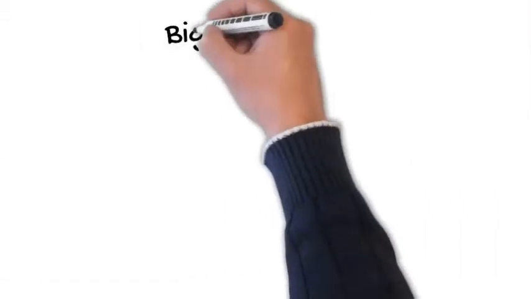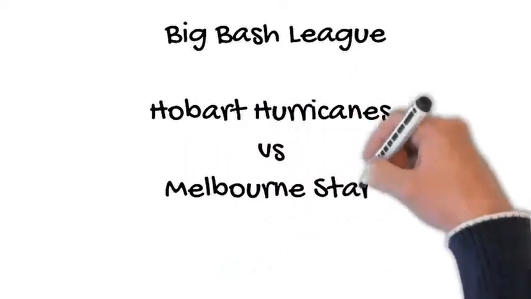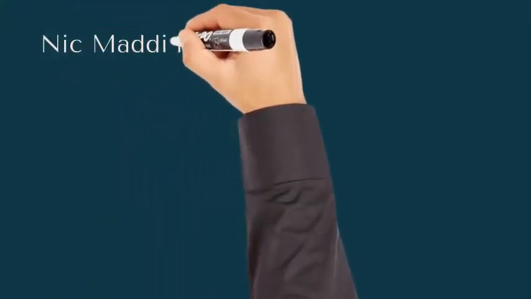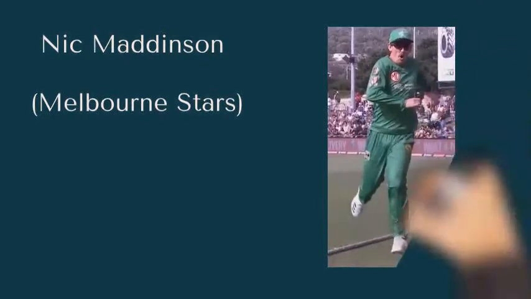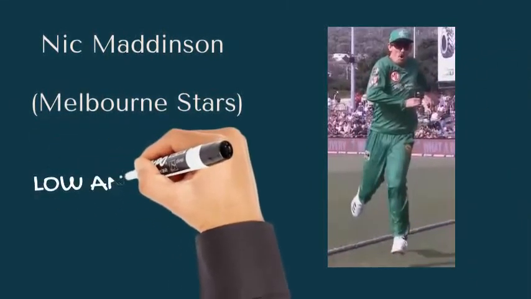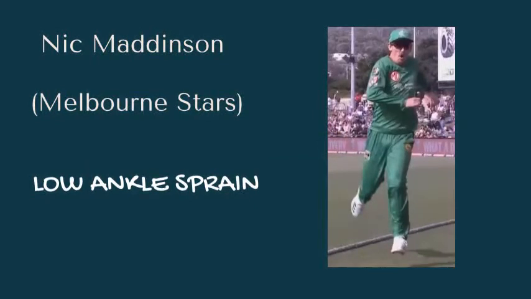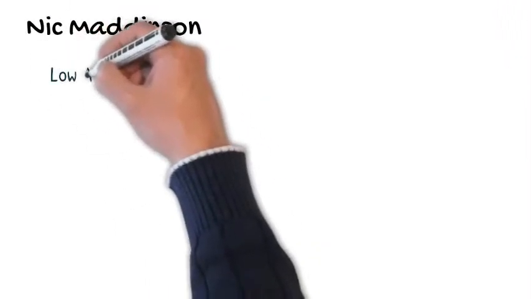So today we're going to look at the Big Bash League, the Hobart Hurricanes versus the Melbourne Stars, just at the start of the new year this year. The injury happened to Nic Maddinson, former New South Wales player playing for the Melbourne Stars, a gun batsman, and unfortunately he tripped over a rope and needed to be subbed out and suffered what's called a low ankle sprain, which is that common ankle sprain that we talked about with Kurt Mann in the middle of last year. So Nic Maddinson, low ankle sprain.